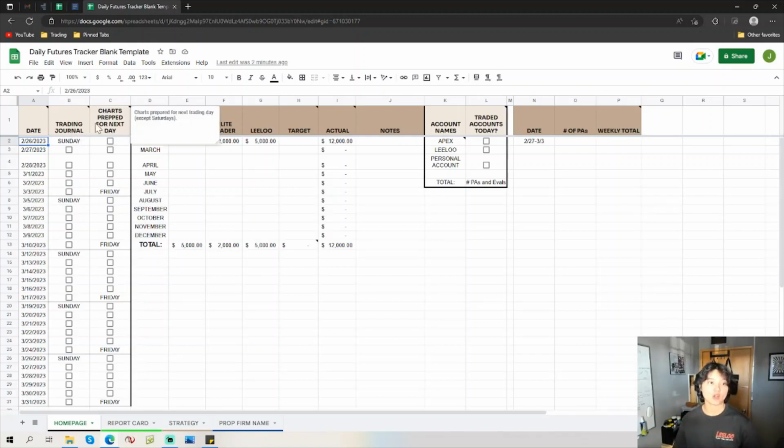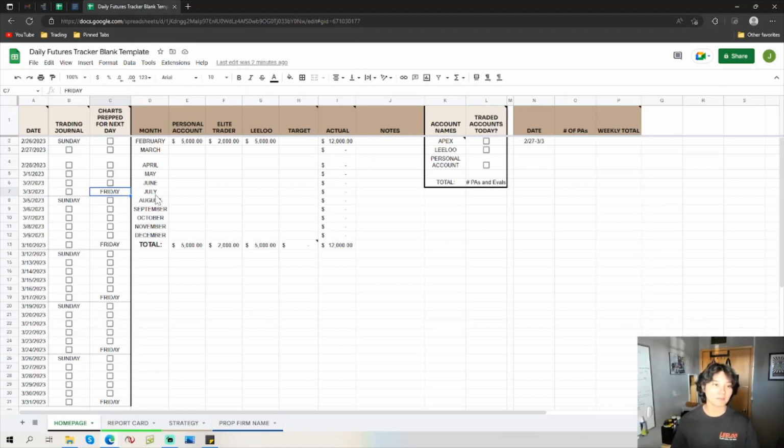So yeah, and then column C, that's going to be preparing your charts for the next trading day. So of course, Sunday through Thursday, you are going to be preparing your charts. So you want to make sure you check off that you did complete it that day. And then Friday, as you know, Saturday markets are closed, so you don't do the preparation of charts for the next day on here. So that's going to be your day off for this, so you don't have to worry about that.